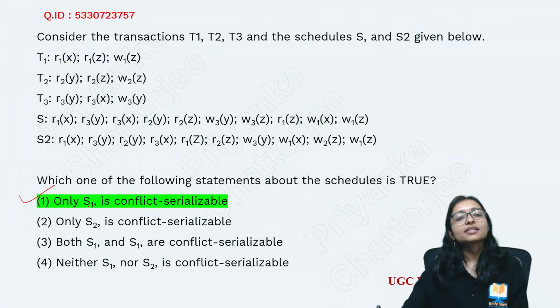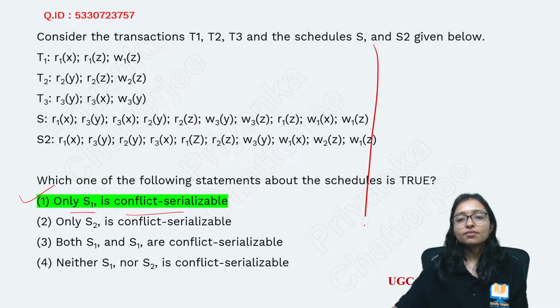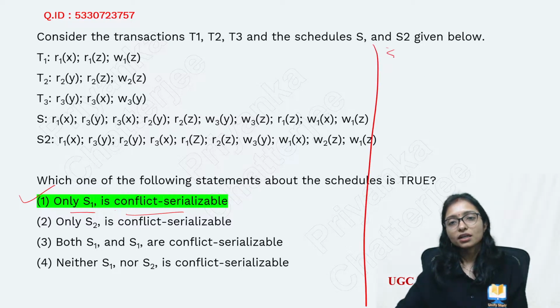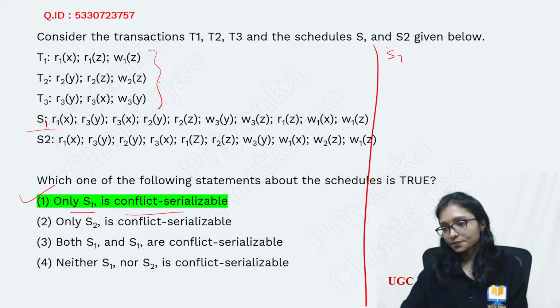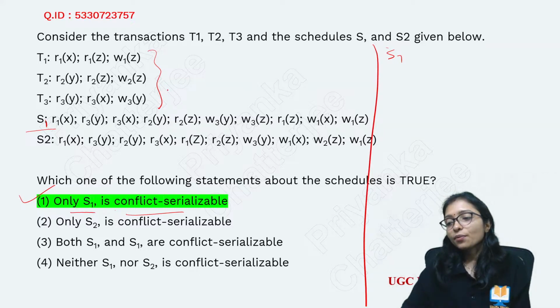Here, only S1 is conflict serializable. How to do this? Here I am doing S1 in front of you. There you can see this is S1. By taking S1 you can see that sometimes they are giving T1, T2, T3.